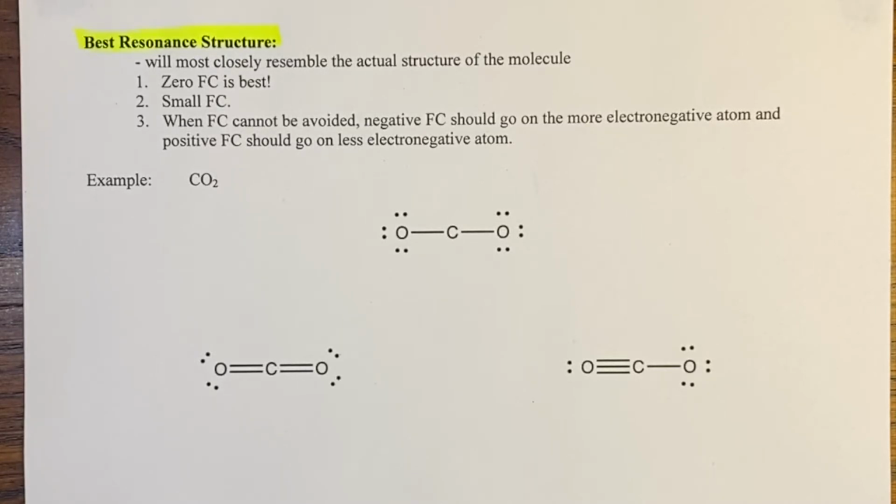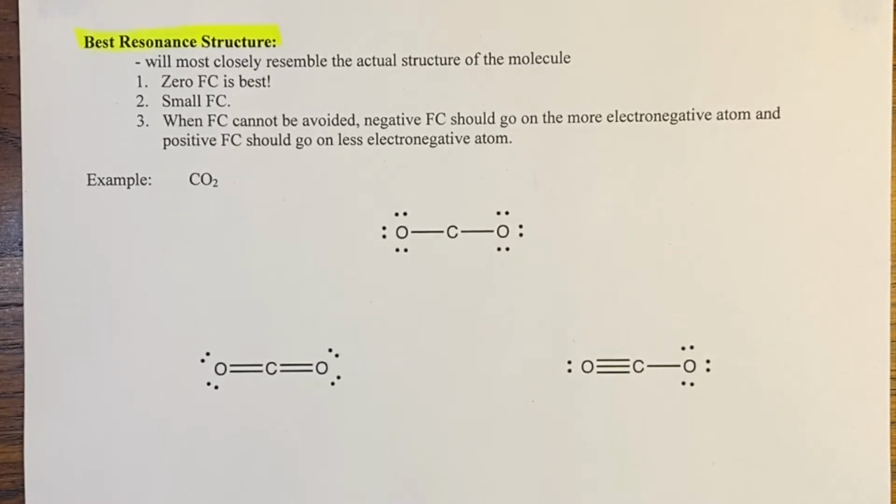And in your analysis of a best resonance structure, what you want to consider is a structure where you have all formal charges at 0. That's going to be best. Then we'll consider structures that have small formal charges. And the only formal charge that's considered to be small is going to be a plus or minus 1. Number 3 says that when formal charge cannot be avoided, negative formal charge should go on the more electronegative atom, and positive formal charge should go on the less electronegative atom.